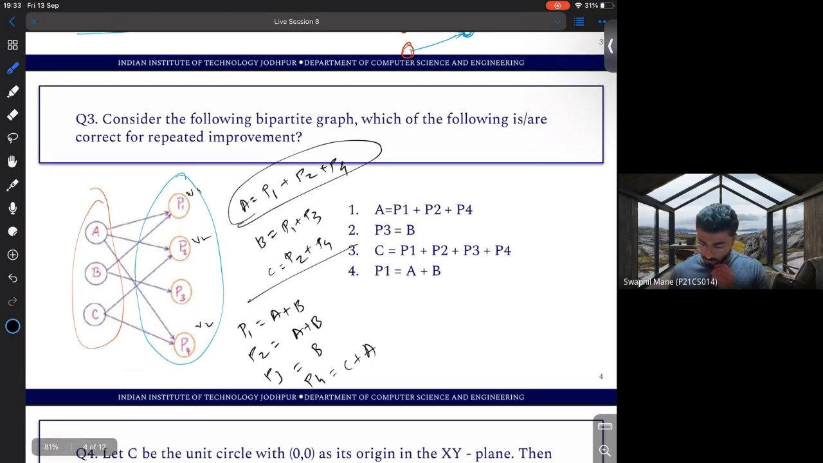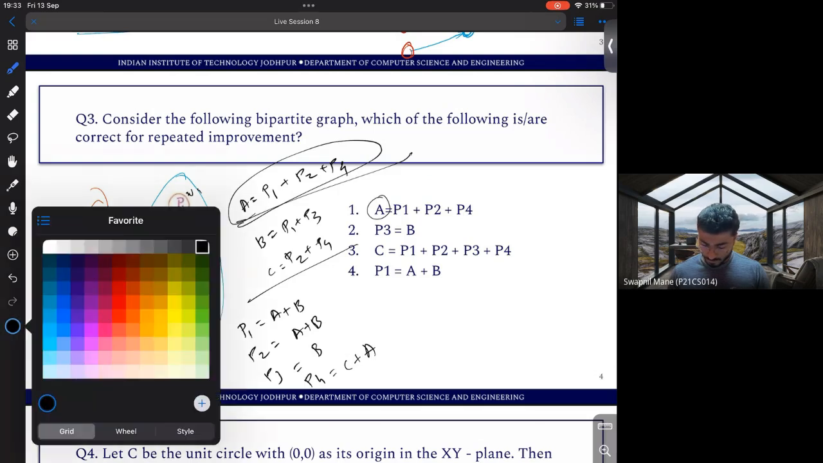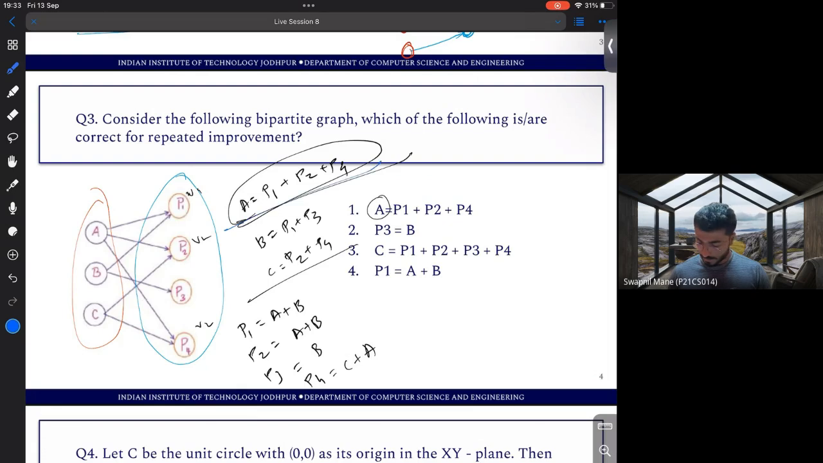So here, which options are correct? We need to see. For A, which is a hub, how is it calculated? P1 plus P2 plus P4. This is how it is calculated. So this option is correct. Then P3 is an authority. How is an authority calculated? By taking a summation of all the hubs which are pointing to it. P3 is only pointed to by B, so it is also correct, because you can see here it is only pointed to by this.